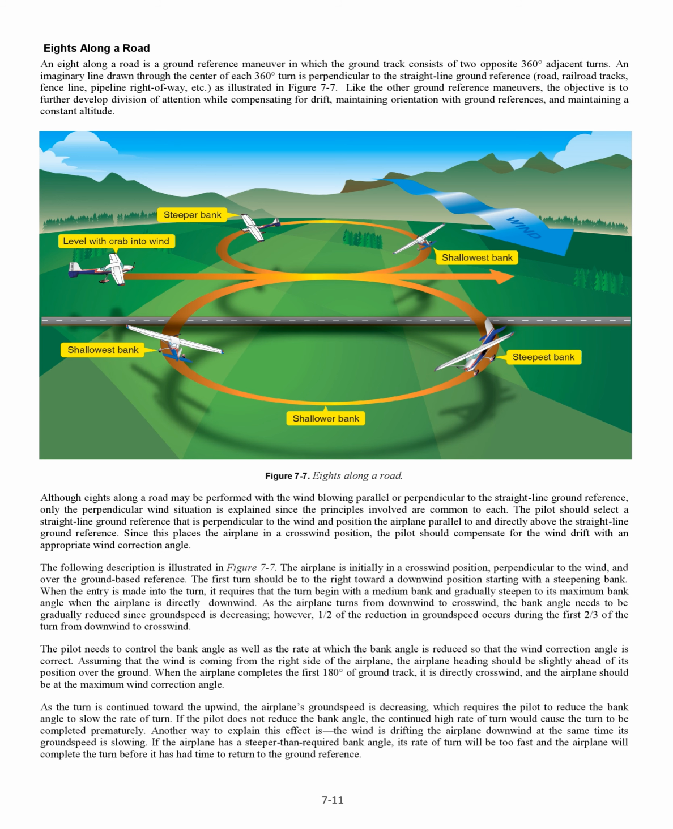Although eights along a road may be performed with the wind blowing parallel or perpendicular to the straight line ground reference, only the perpendicular wind situation is explained since the principles involved are common to each. The pilot should select a straight line ground reference that is perpendicular to the wind and position the airplane parallel to and directly above the straight line ground reference. Since this places the airplane in a crosswind position, the pilot should compensate for the wind drift with an appropriate wind correction angle. The following description is illustrated in Figure 7.7.